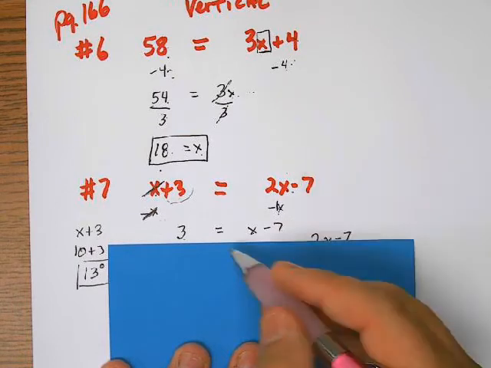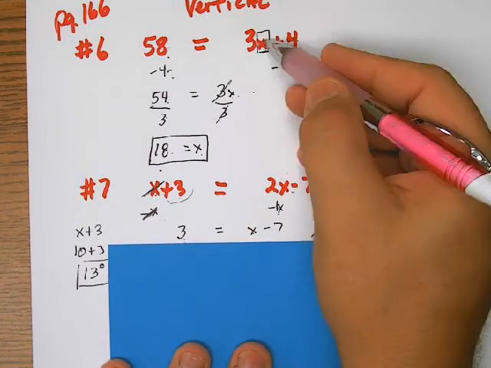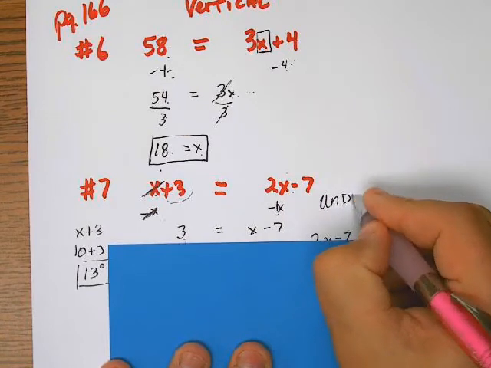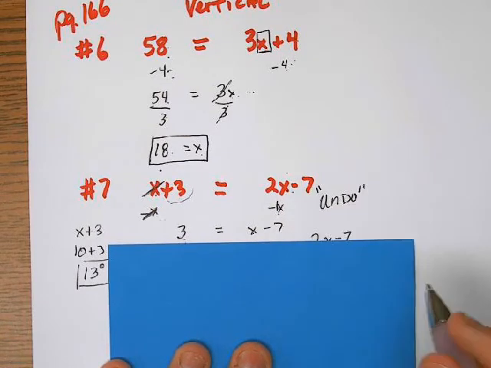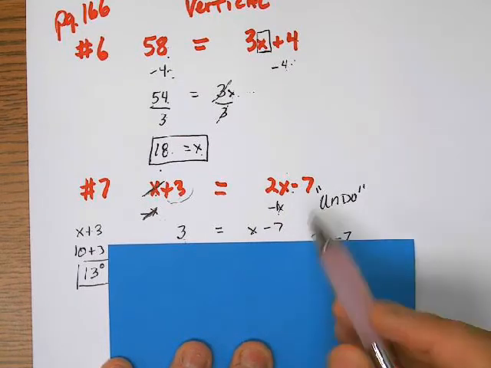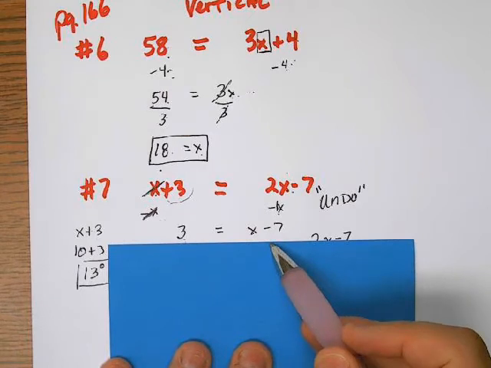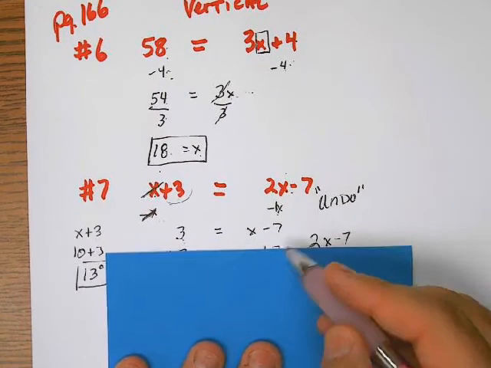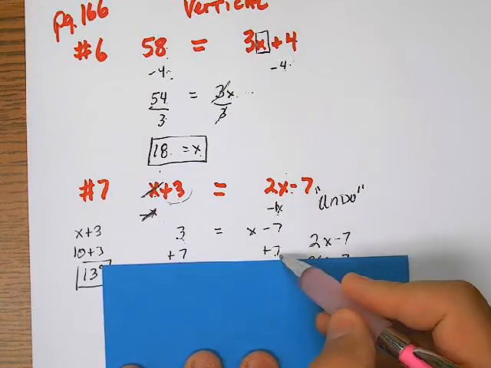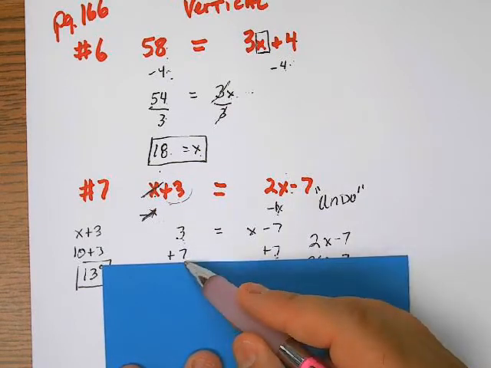Okay? Now it's kind of like what we were doing up here. I have to undo. I use this terminology a lot. You can probably remember this, but you want to undo whatever they're doing to our variable. And in this case, they're subtracting 7. To undo a subtraction, we have to add 7. So whatever I do to one side, I have to do to the other.